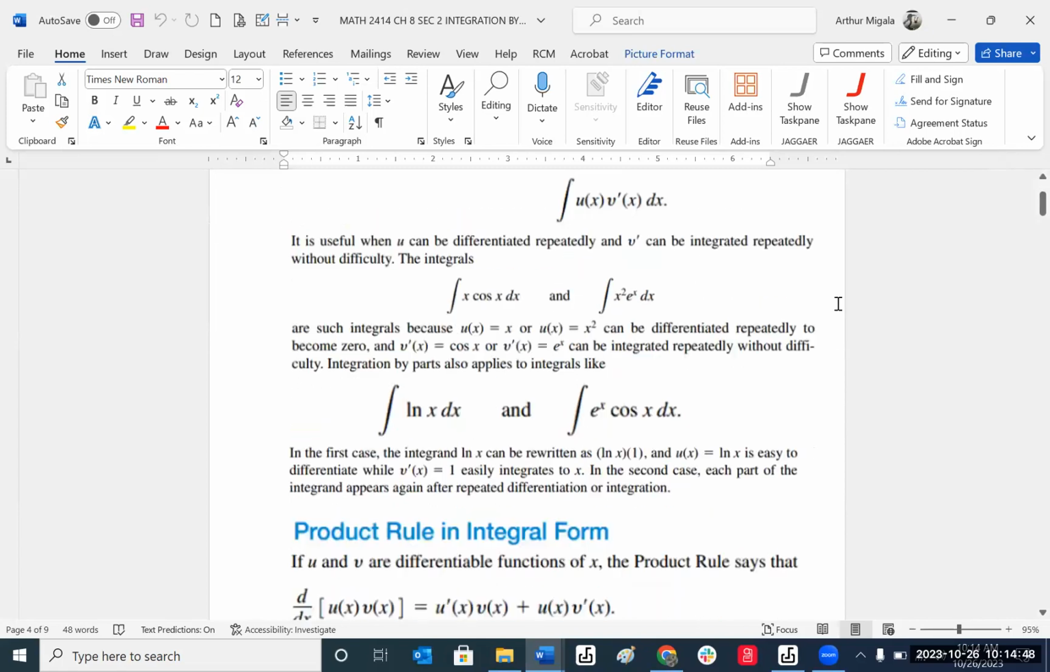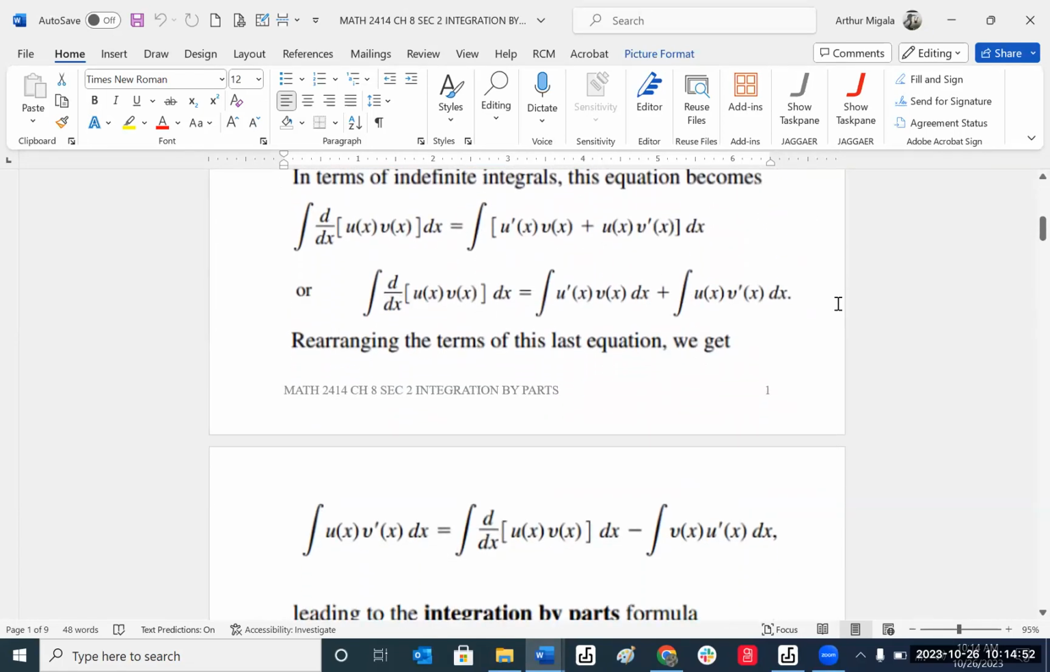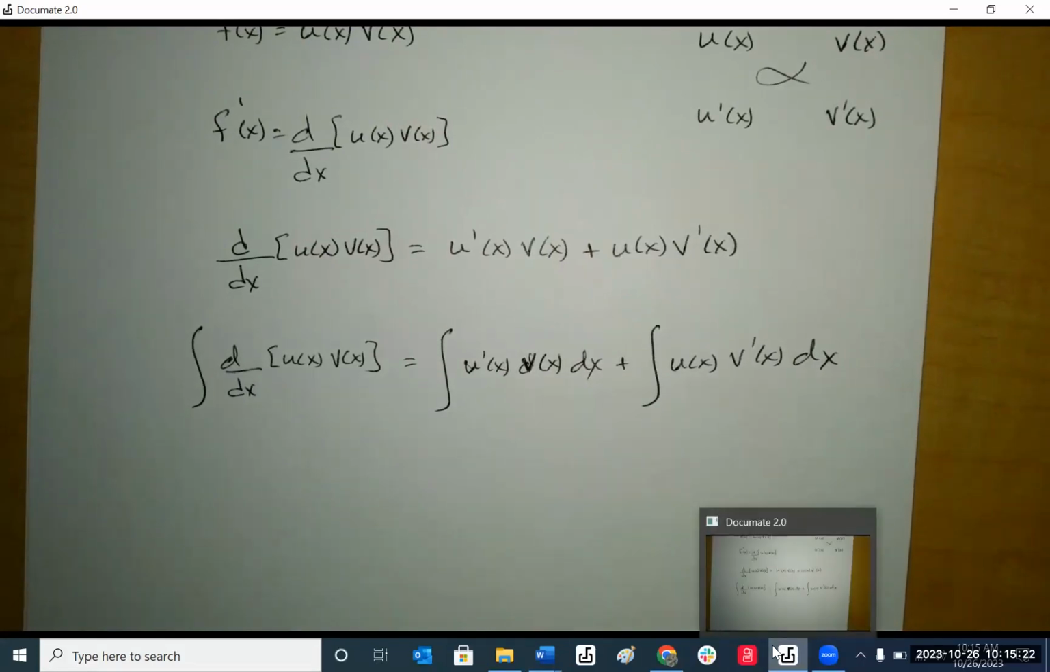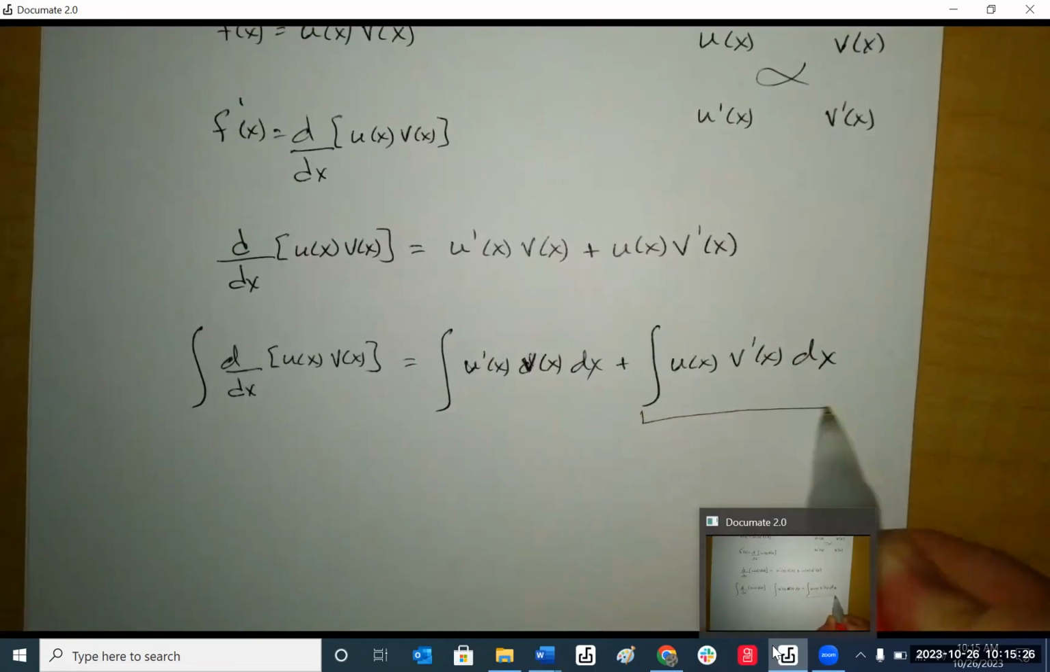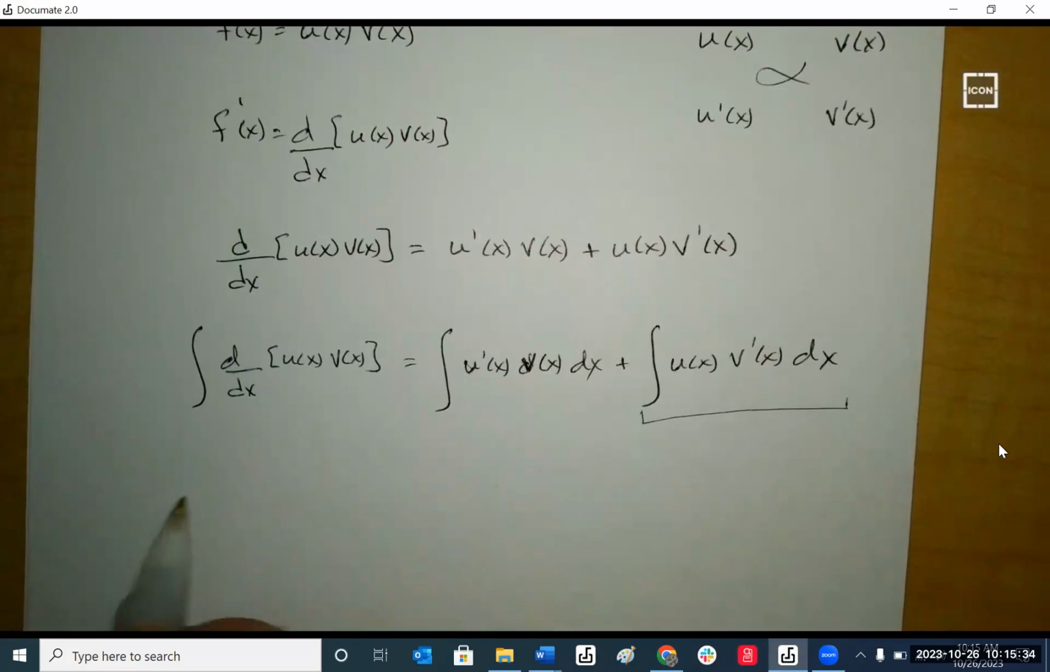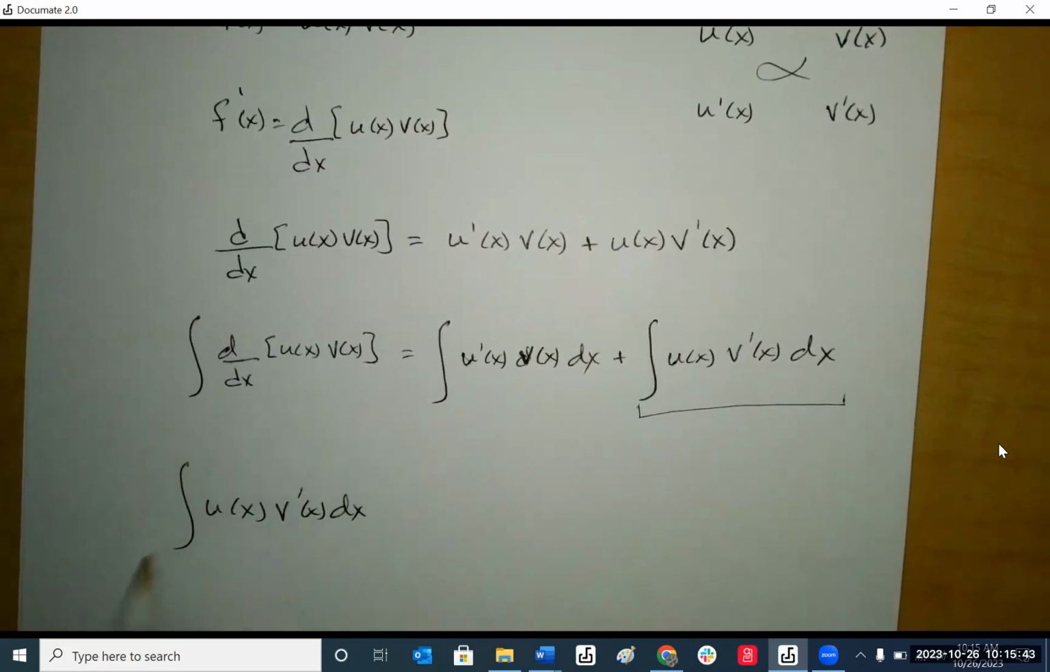So what's that going to get us? Now we know what structure we have. And if we rearrange these things, what we want is the form of the integral of u of x v prime of x dx, because this is the form that we want to make our equations as we start going further.